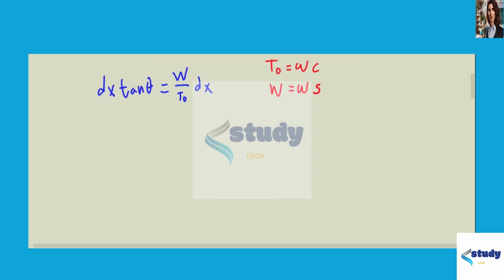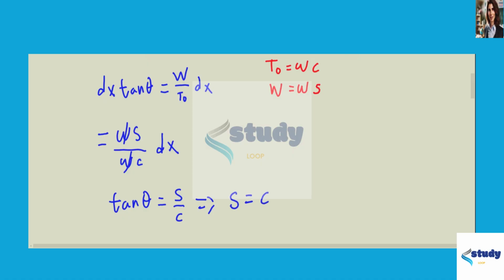So now we can write this as ws divided by wc times dx, and these w's will cancel, and we can divide this dx on both sides. So we'll be left with the tangent of theta is equal to the length s divided by the length c, which we can then write as s is equal to c times the tangent of theta.